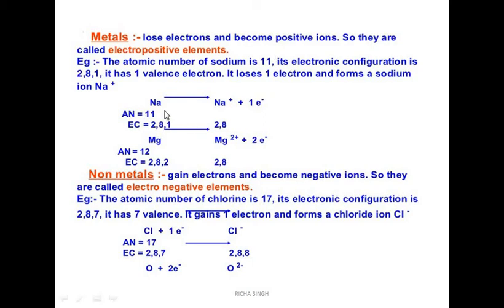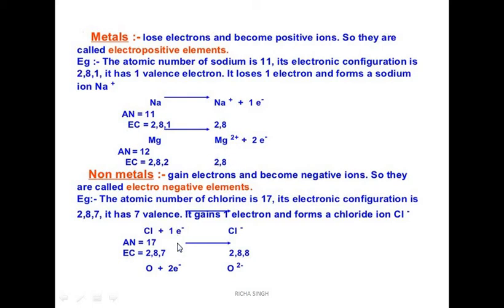For example, sodium has an atomic number of 11. Electronic configuration will be 2, 8, 1. If it gives 1 electron, the electronic configuration will turn to 2, 8, Na plus, and it will become more stable. Same way, magnesium 12, 2, 8, 2. If it gives 2 electrons, then it will become more stable and the configuration will become 2, 8.